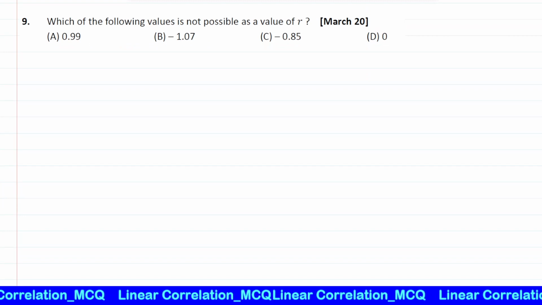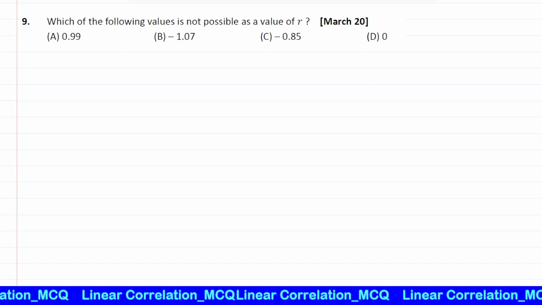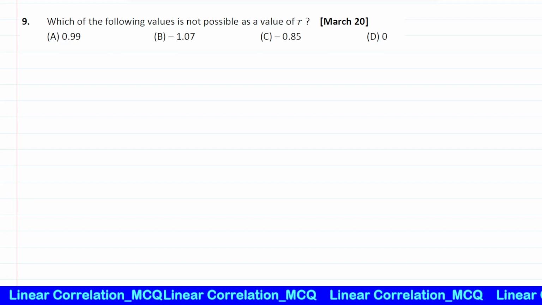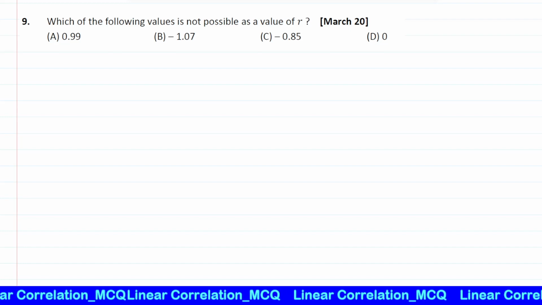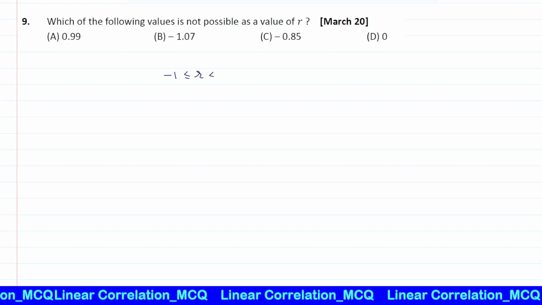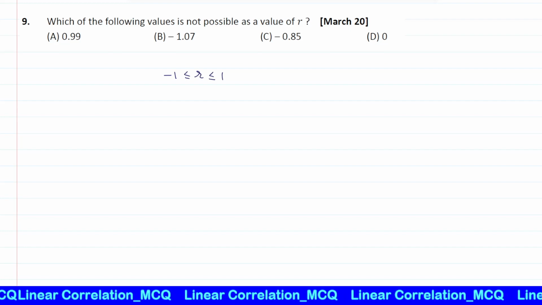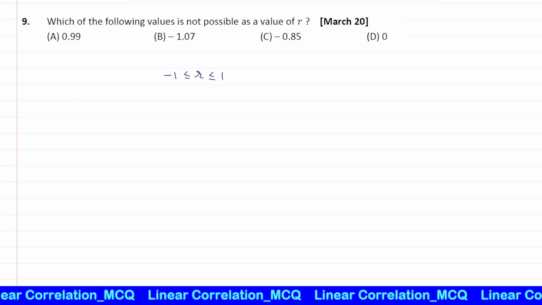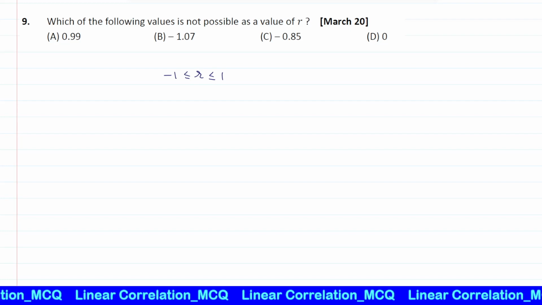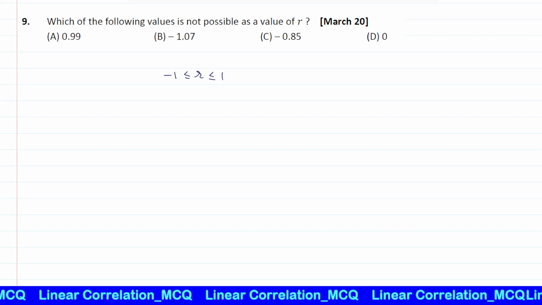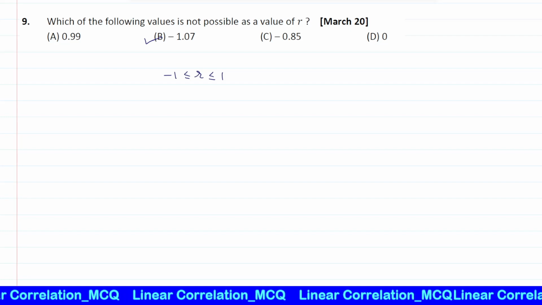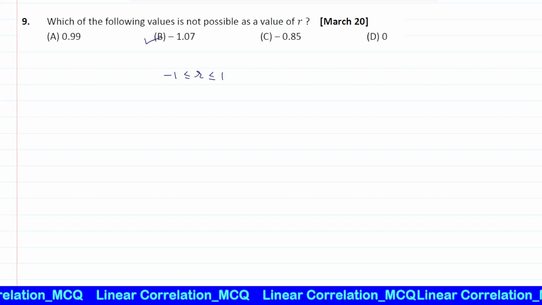Question number 9, March 20. Which of the following values is not possible as a value of r? We know that earlier we discussed that r always lies between -1 and +1. Okay, so 0.99 is between -1 and +1, but -1.07 is not possible because it is more than -1. So option B is correct. Value of r, -1.07, is not possible.